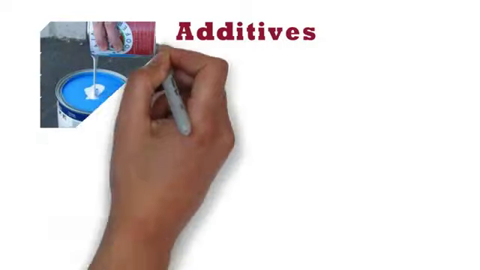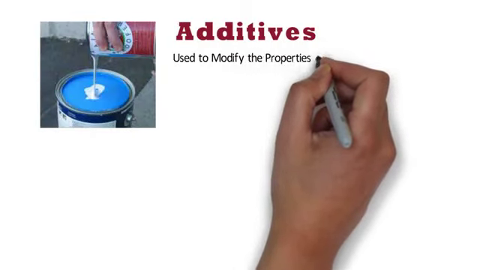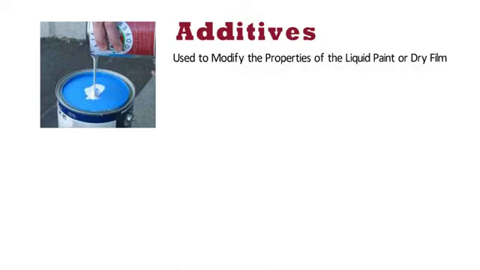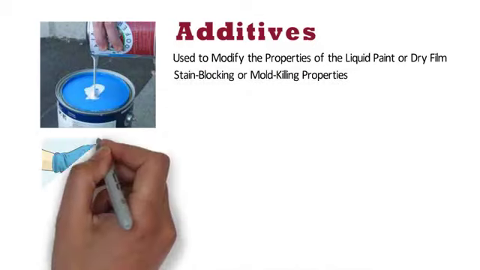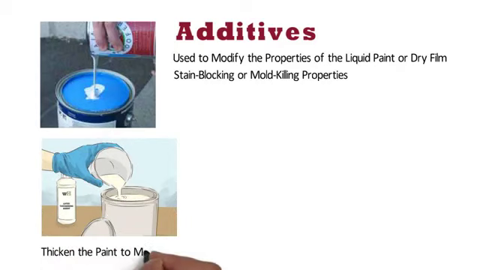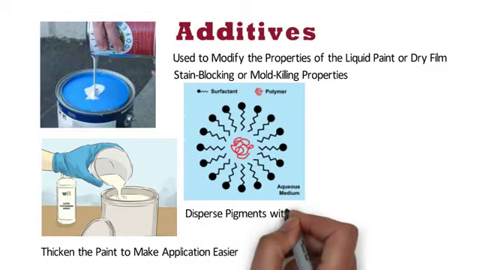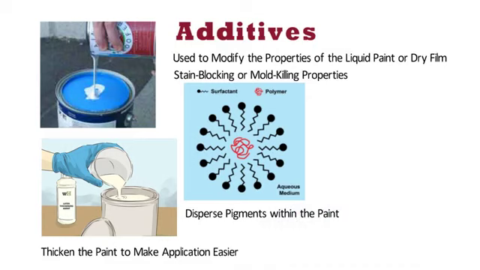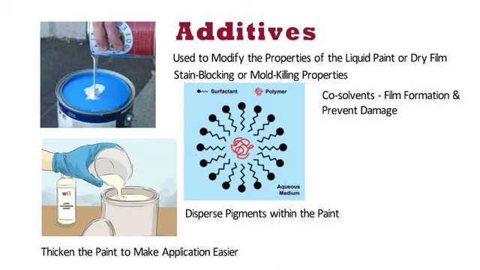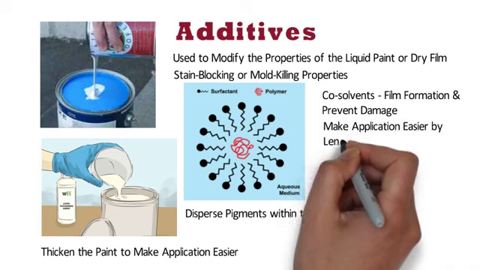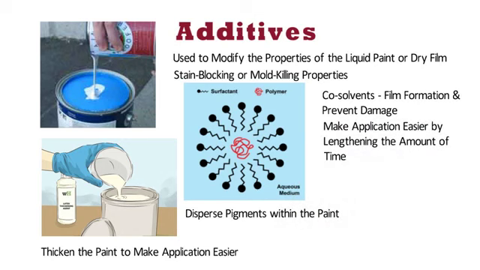Number 6. Additives. They are used to modify the properties of the liquid paint or dry film. Additives provide specific performance characteristics such as stain blocking or mold killing properties. For example, thickeners are additives that help thicken the paint to make application easier. Surfactants help disperse pigments within the paint, ensuring the coat is even and stays in place. Co-solvents help the film formation and help to prevent damage from occurring if the paint is frozen. Co-solvents also make application easier by lengthening the amount of time the paint can be open before beginning to set.